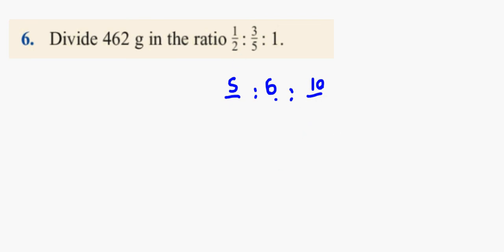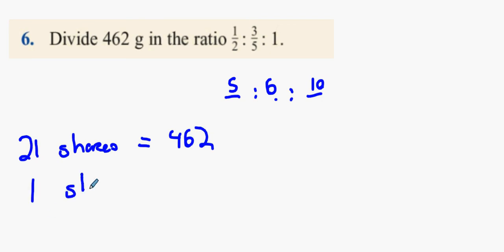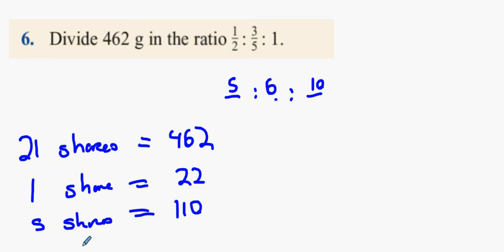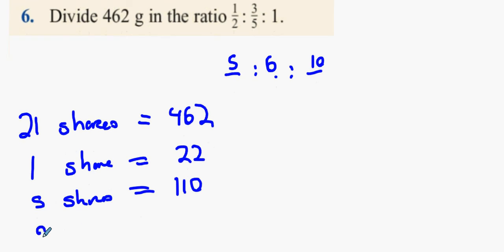If I add them together, that's 21 shares. So 21 shares is equal to 462. I found out that 1 share is going to be 22. That means 5 shares will be 110. It means 6 shares will be 132. And then finally the 10 shares will be 220.